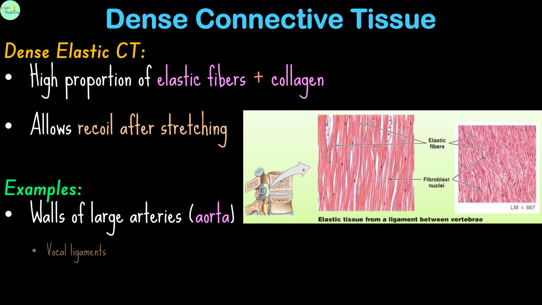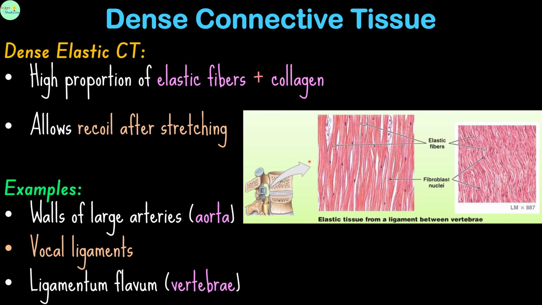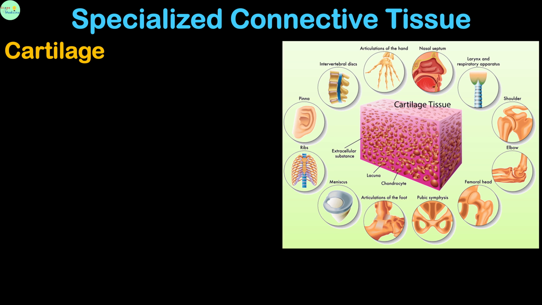The vocal ligaments, which must vibrate and return to position during speech, and the ligamentum flavum of the vertebral column, which helps maintain upright posture and allows the spine to return to its neutral position after bending. Now, let us discuss specialized connective tissue, beginning with cartilage.